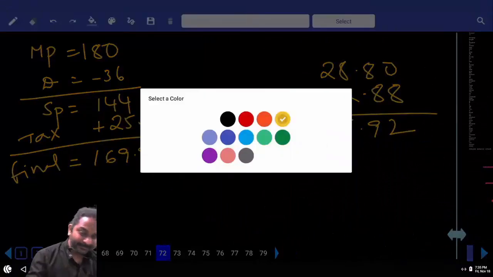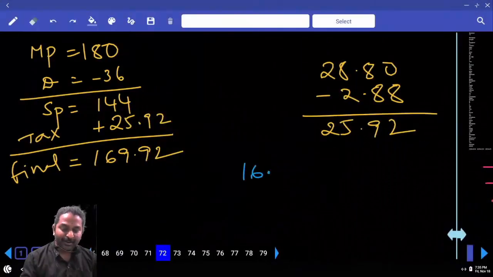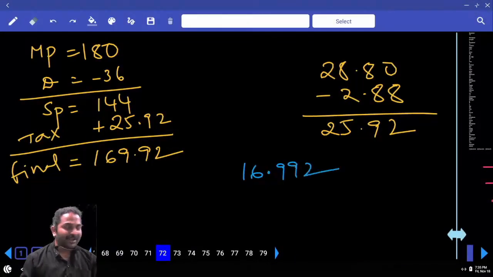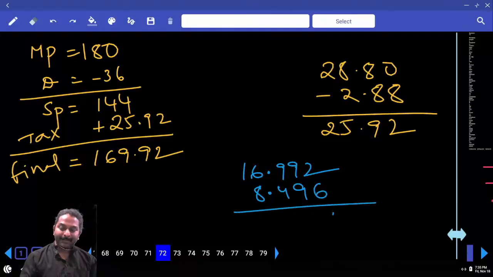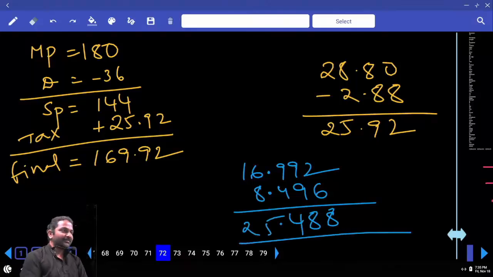What is 10%? 16.992. What is 5%? 8.496. Adding them gives 25.488. This is the saving amount. Done, everybody?